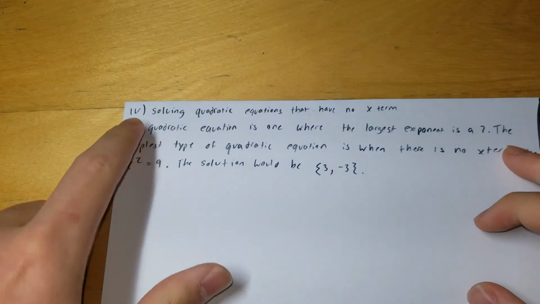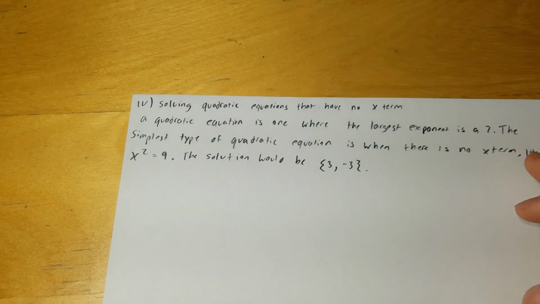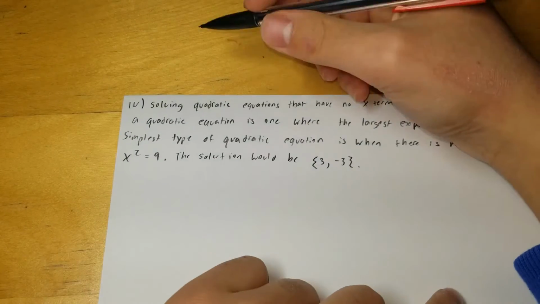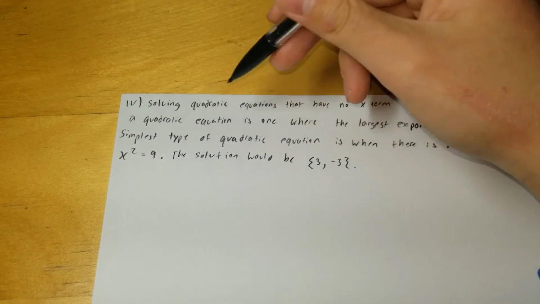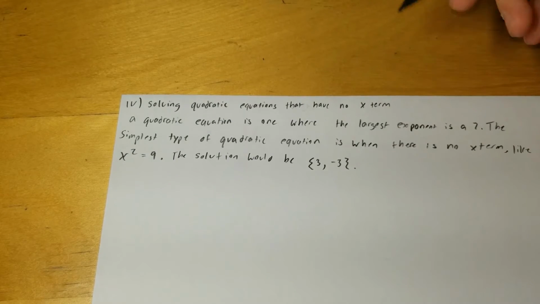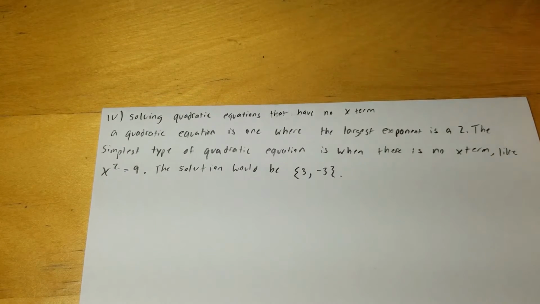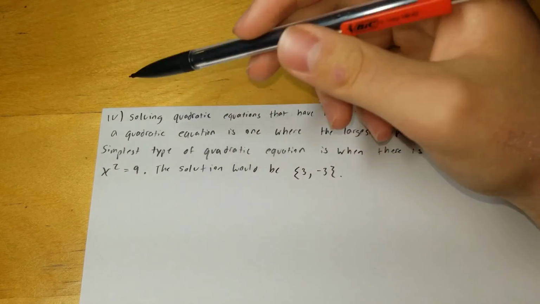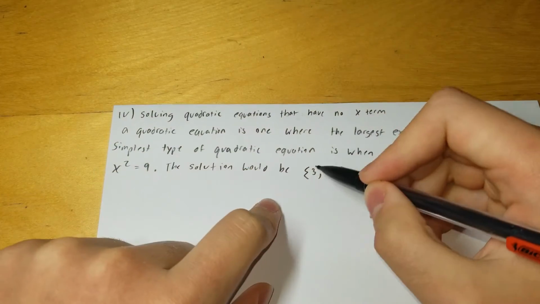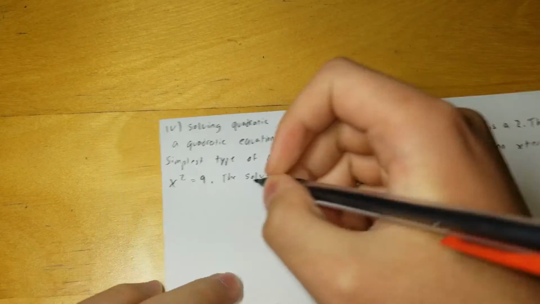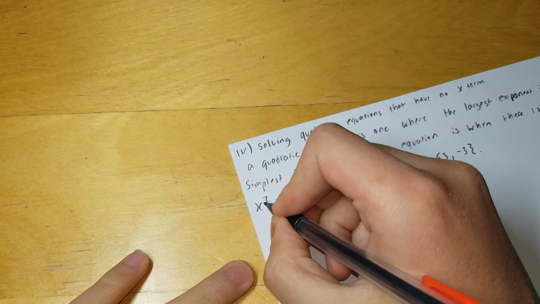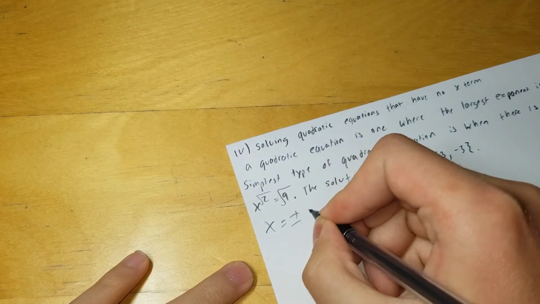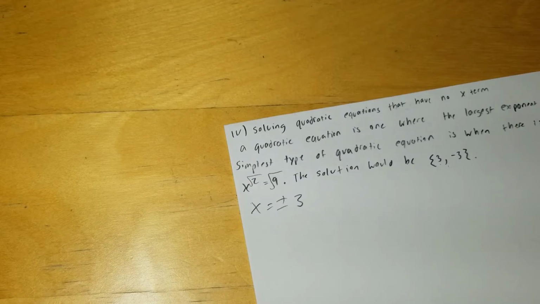And then a new topic: polynomial equations. Solving quadratic equations that have no x term. A quadratic equation is one where the largest exponent is a 2. The simplest type of quadratic equation is when there is no x term, like x squared equals 9. The solution will be a solution set, 3 and -3. Let's show a little work then. Square root both sides to undo the square. Bam. x equals plus or minus 3. That's just how it works.